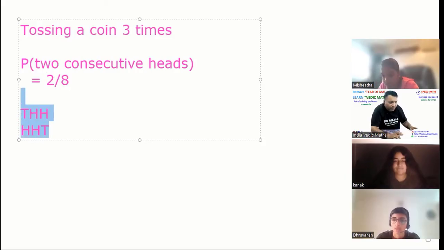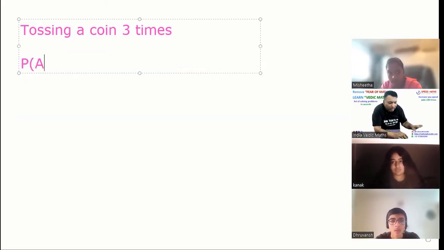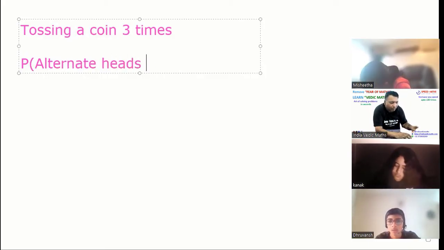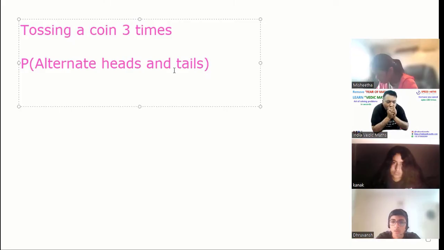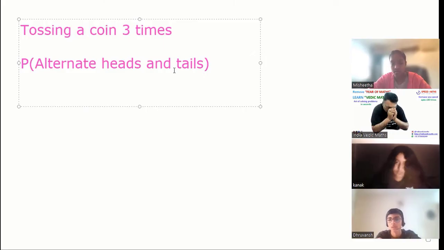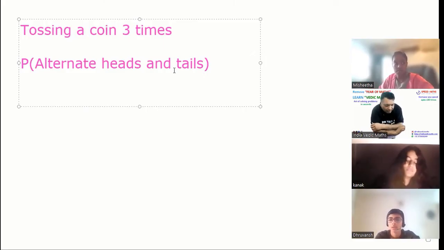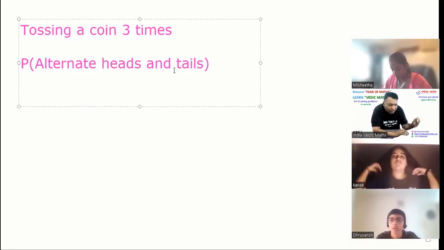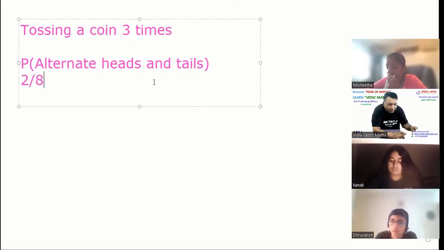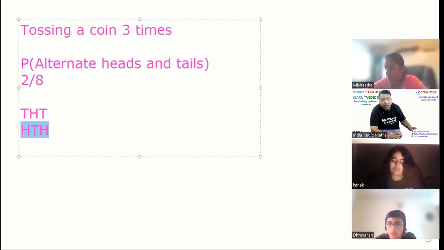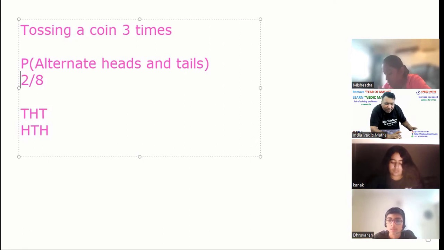Good. Next question. What is the probability of getting alternate heads and tails? Tell me, everybody. Okay, Vedant, what is your answer and how? So I got 2/8. Perfect. Which outcomes are favorable? HTH and THT. Perfect. These are the only 2 outcomes where you get alternate heads and tails. Very good, Vedant and everyone.